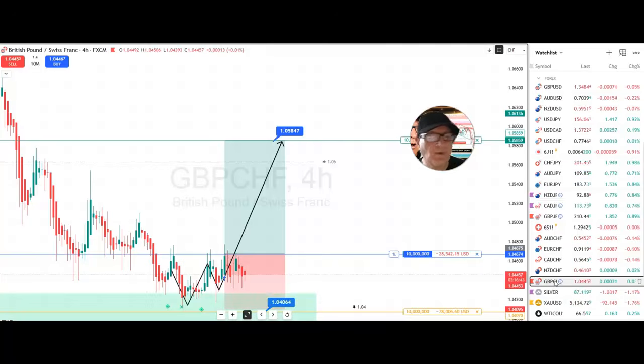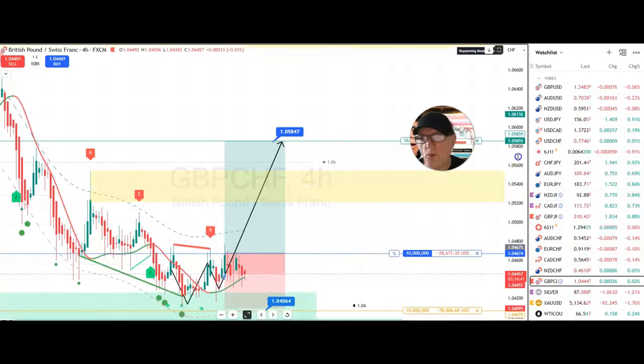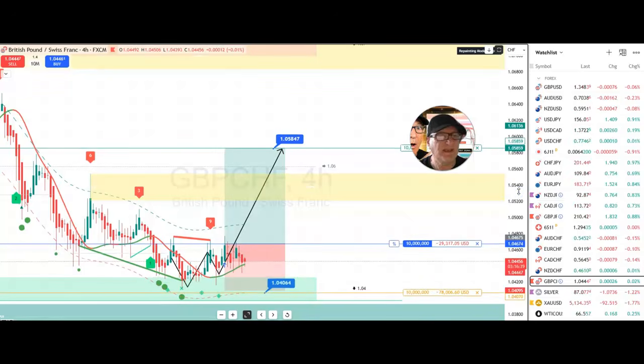Now, unfortunately, some of them don't work, but this is not working. We're out of the money, but it doesn't mean it's not working. It's just hesitating a little bit before it does the move that we hope it does to 105.84.